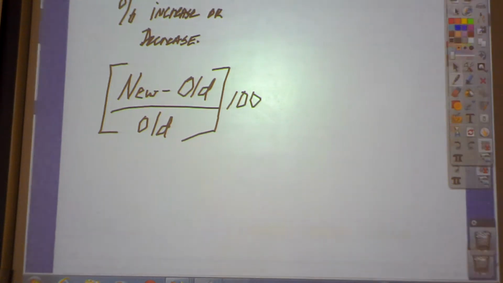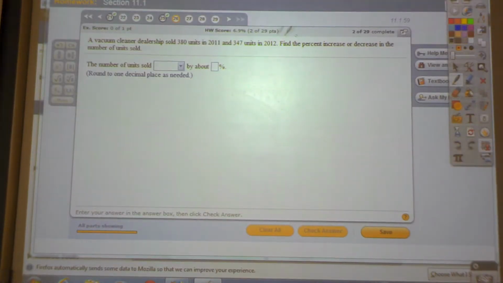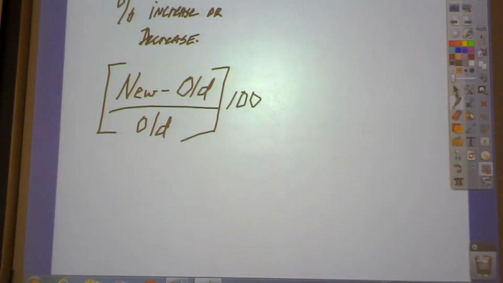All right, so let's do A one. A vacuum cleaner dealership sold 380 units and then sold 347 units. Find the percent increase or decrease. I'm gonna let y'all work on it based on that formula I just showed you. Hold on one second. Let me go back over there and grab this formula.